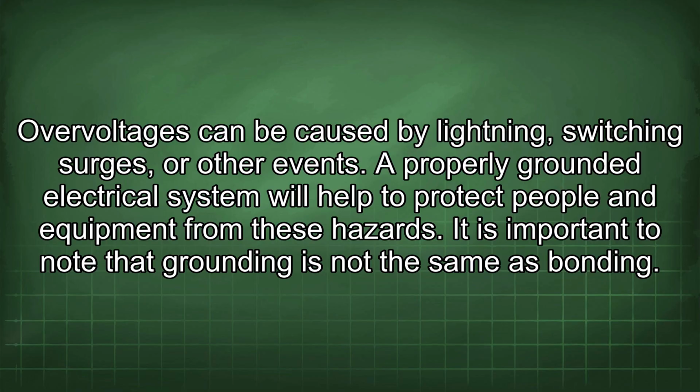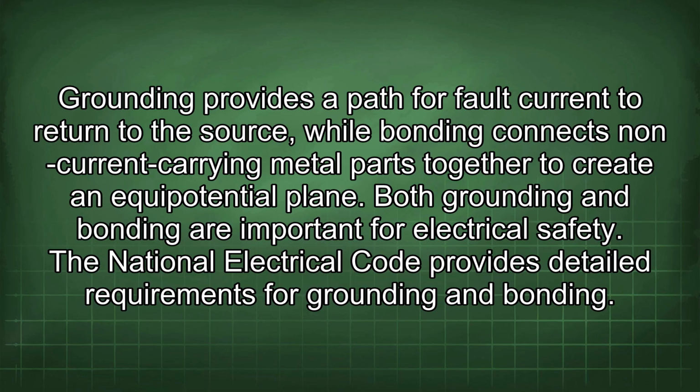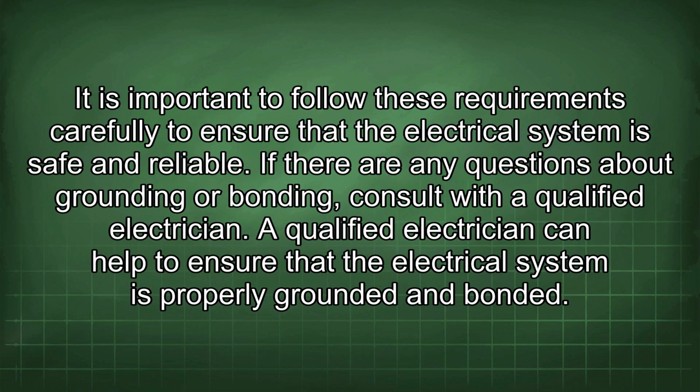It is important to note that grounding is not the same as bonding. Grounding provides a path for fault current to return to the source, while bonding connects non-current carrying metal parts together to create an equipotential plane. Both grounding and bonding are important for electrical safety. The National Electrical Code provides detailed requirements for grounding and bonding. It is important to follow these requirements carefully to ensure that the electrical system is safe and reliable.